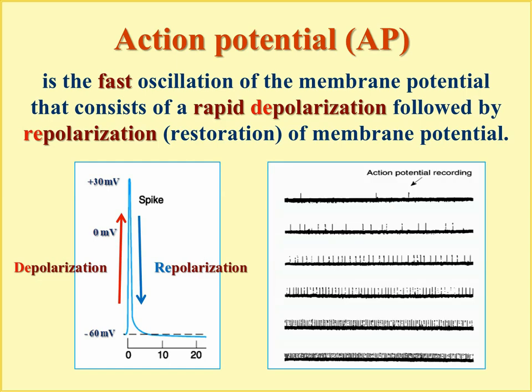Here you can see the action potential recording. Actually, only high spikes are visible here. Also, you can notice that while the action potential frequency progressively increases here from line to line, their amplitude remains practically constant.